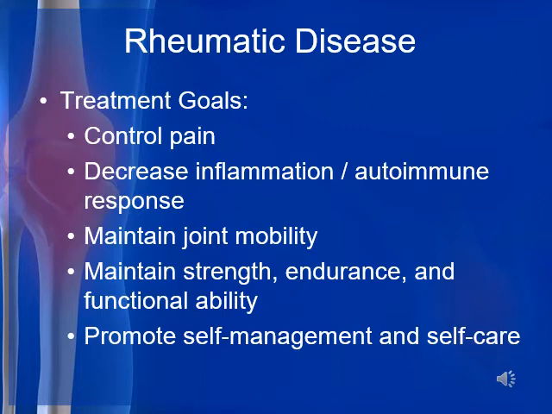So treatment goals, the number one priority is to control the pain. PRN medications, non-opioid medications, acetaminophen, ibuprofen. We'll talk more about the things that we need to watch for with those medications as far as priority side effects, priority assessments. We want to decrease the inflammation and that autoimmune response. So we have different medications that we're going to talk about for that. So control the pain, reduce the autoimmune response and the overreactive inflammatory response.